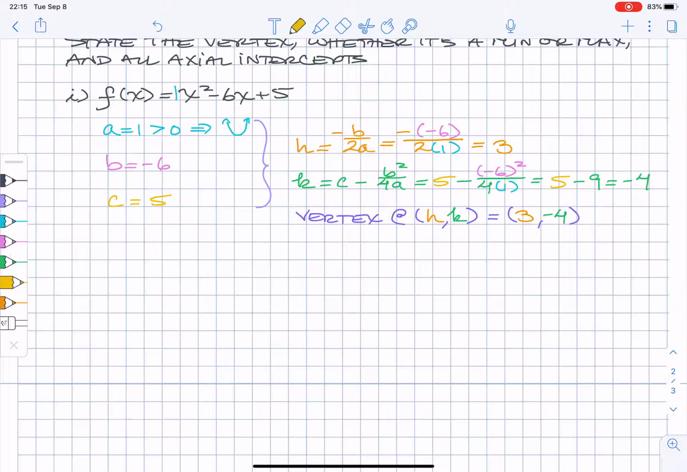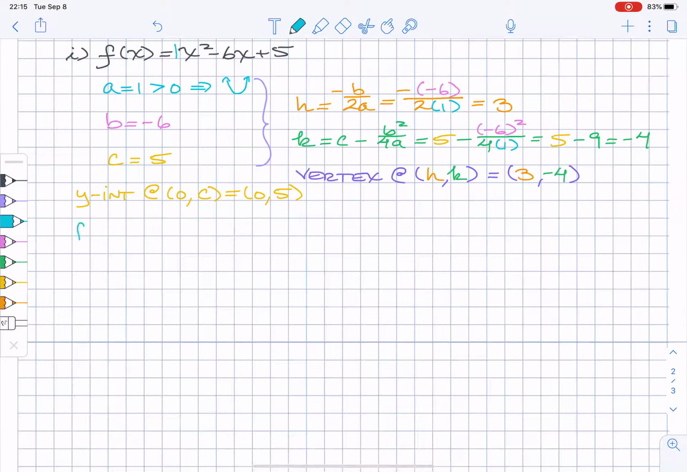So the y-intercept is easy. The y-intercept is c, at 0 comma c, which is 0 comma 5. However, the x-intercepts we have to factor. So let's look at the function. We have f of x is equal to x squared minus 6x plus 5, which we can factor. What two integers have a product of positive 5 but a sum of negative 6? That would be negative 5 and negative 1.